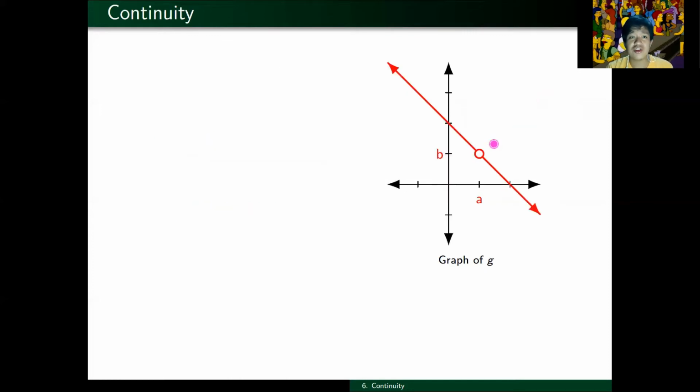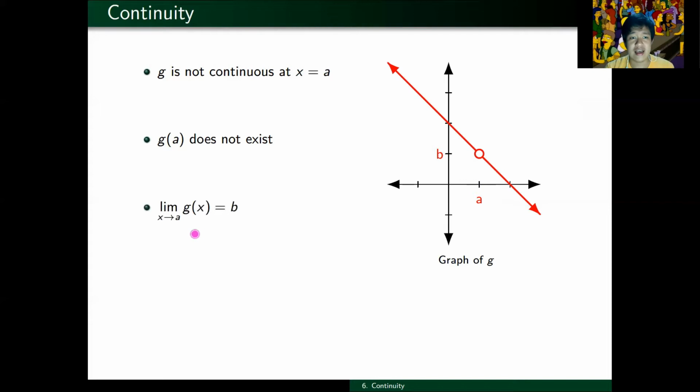Itong function din na to, hindi rin ho siya continuous at x equals a dahil sa gap na ito. Tapos, wala rin tayo nakikitang function value dyan sa a. But this time, the limit exists as x approaches a. Limit from the left, papunta rito. Limit from the right, papunta rin dito. So yung limit as x approaches a ay itong b na to, whatever this b is.